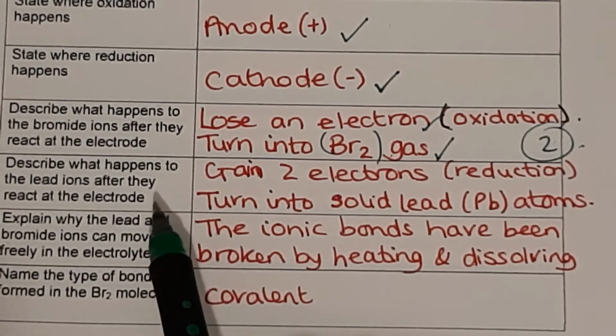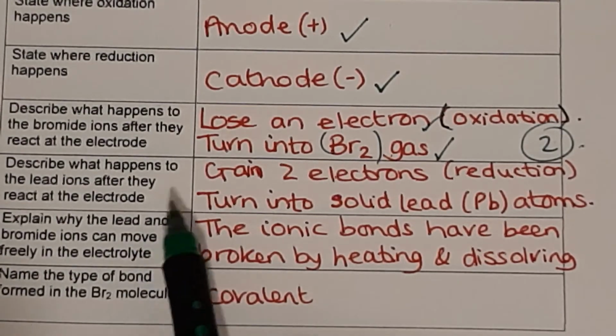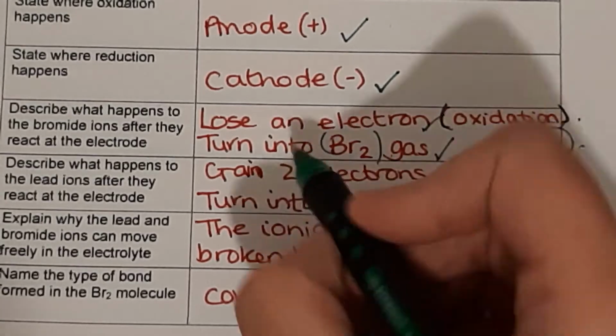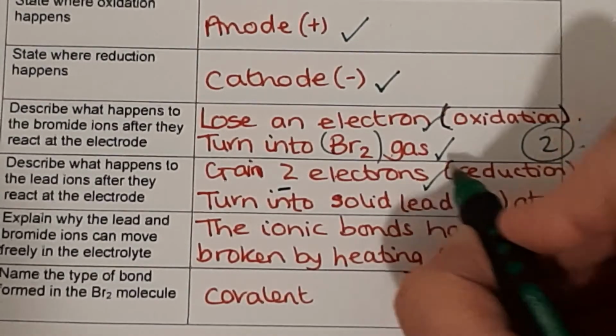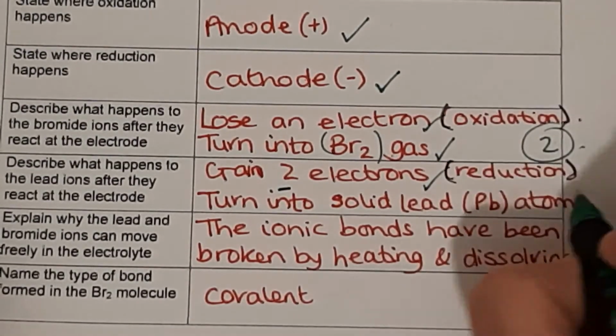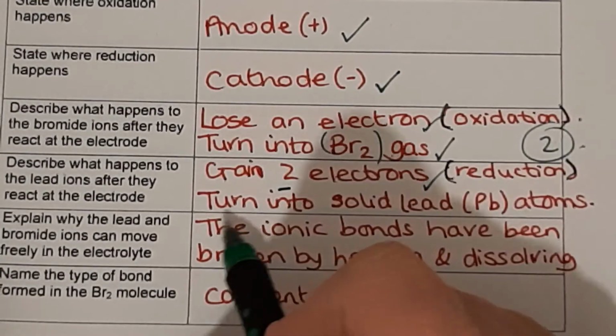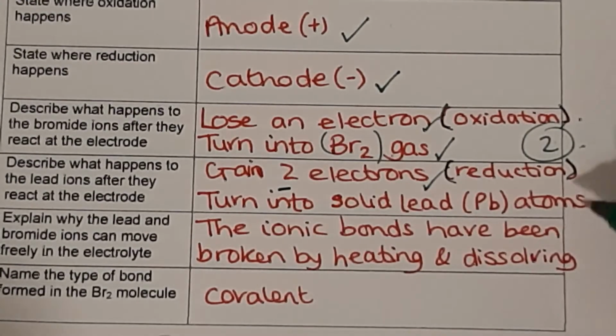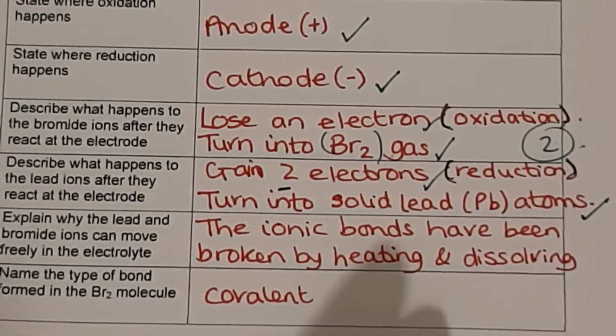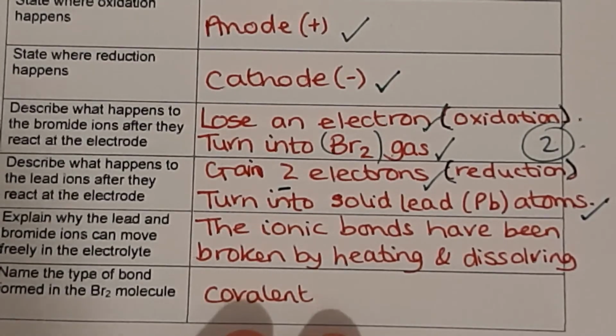For the next one there's also 2 marks. What happens to the lead ions after they react at the electrode? Well, they gain 2 electrons. Make sure you've identified that it gains 2 electrons, and that's reduction, though you don't need to say that to get the mark. Then they turn into solid lead atoms, or neutral atoms, something like that.